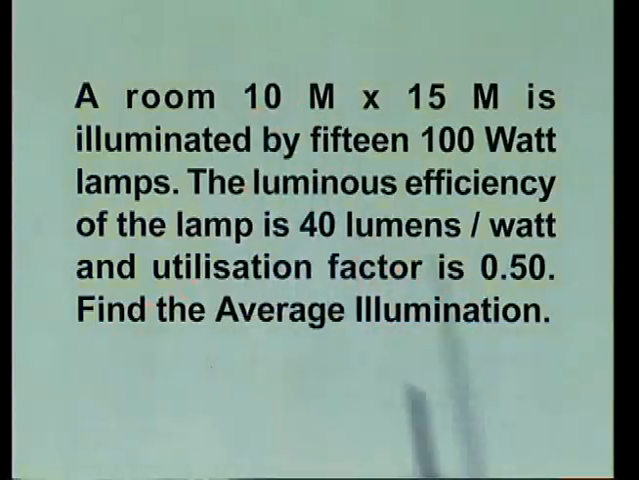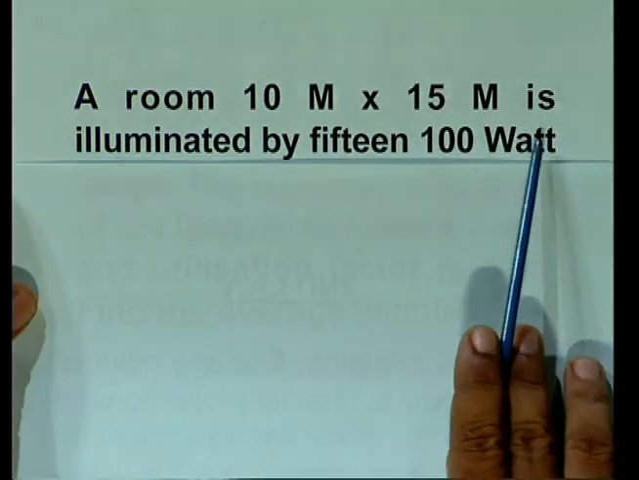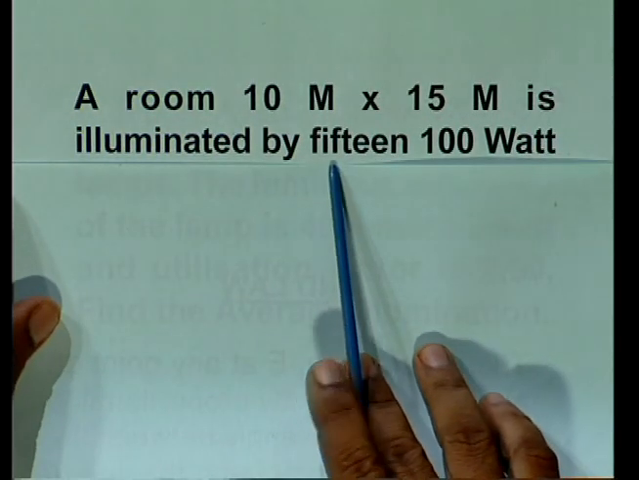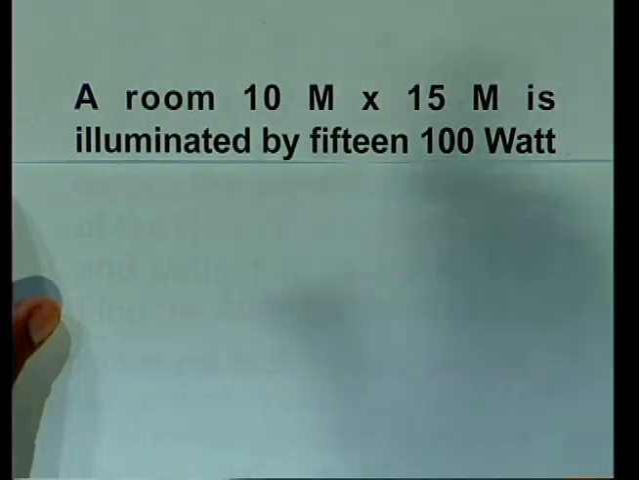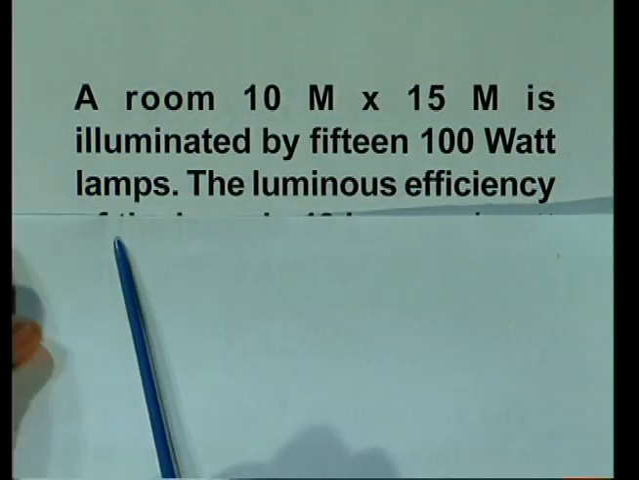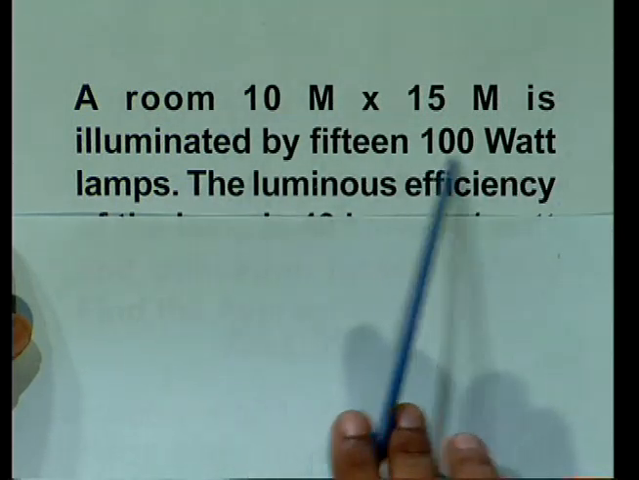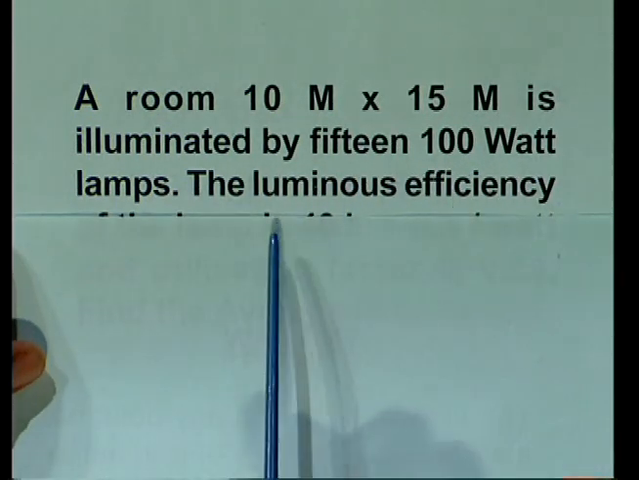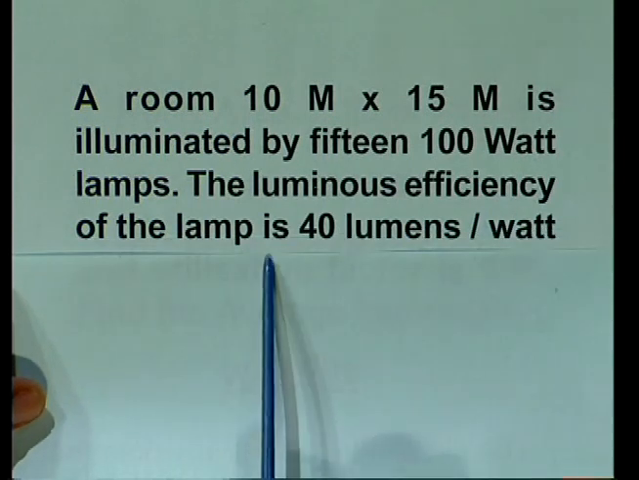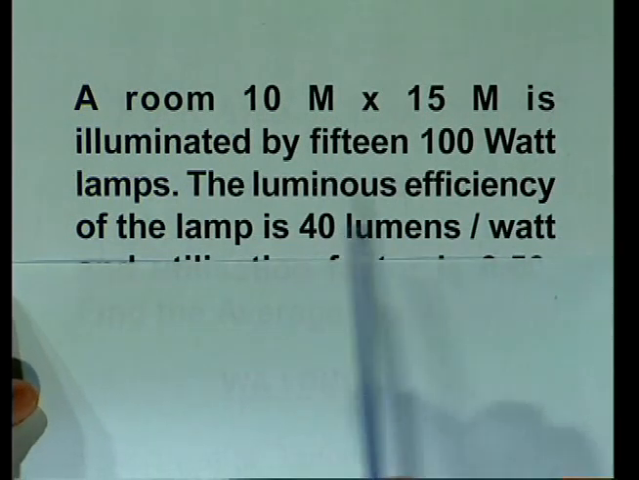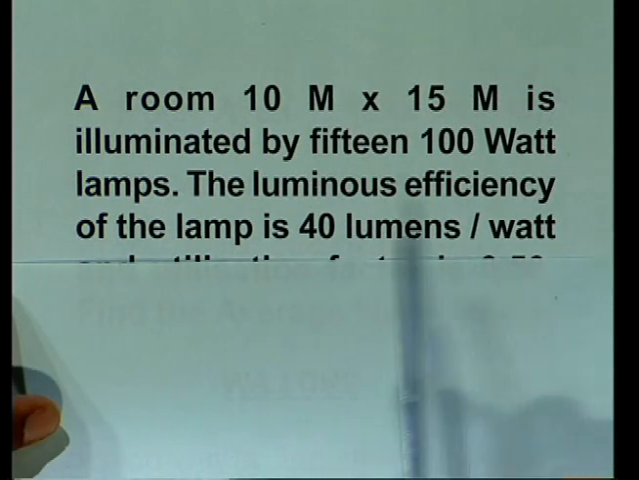Another, third problem: a room 10 meters into 15 meters is illuminated. That means here he has considered a room. The room dimensions are, the length is 10 meters, the width is 15 meters, that means the area of the room is 10 into 15, and it is illuminated by 1500 watt lamps. In that room 15 lamps of 100 watts each are fixed. The luminous efficiency of the lamp is 40 lumens per watt, that means each watt gives out 40 lumens.